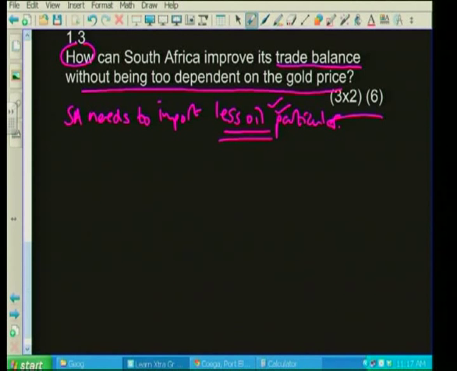2 marks. Secondly, South Africa, right? Let me be a role model and write out what I've told you to do. South Africa needs to process and then export the products.